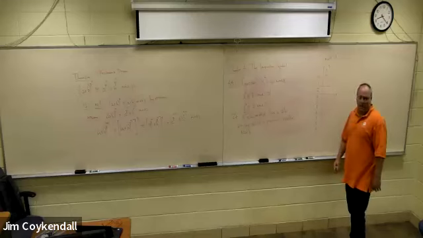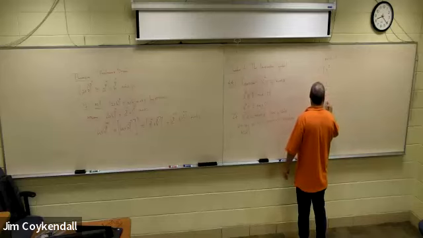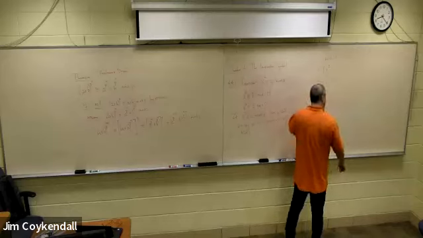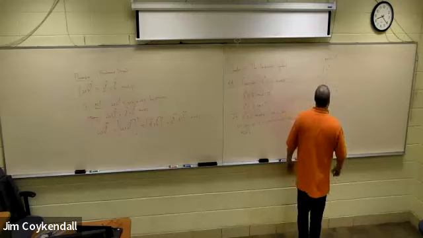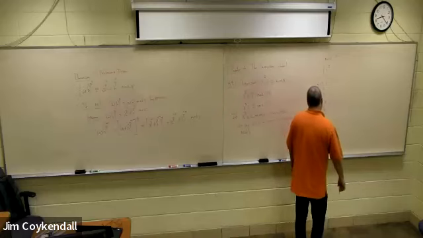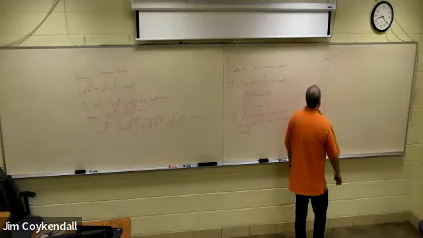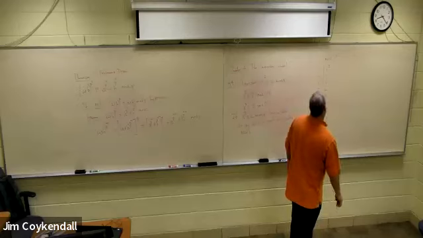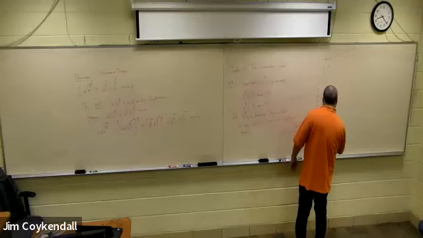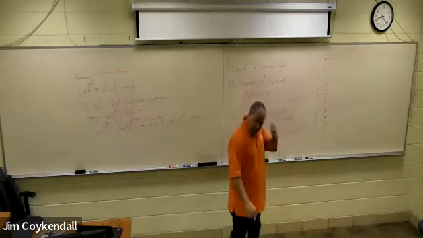So, what are they? 1, 4, 9, 16, 25 is 6, 36 is 17, 49 is 11, 64 is 7, and 81 is 5. And look at me, I ran out of board.